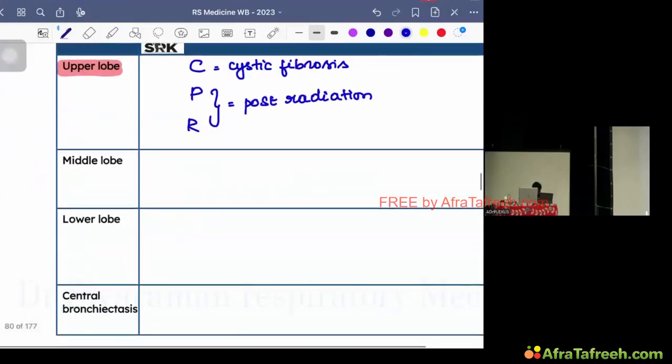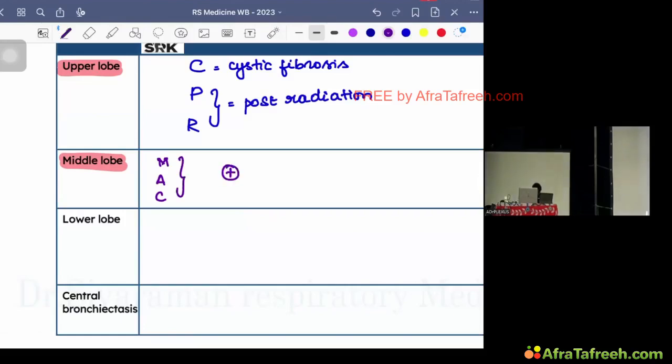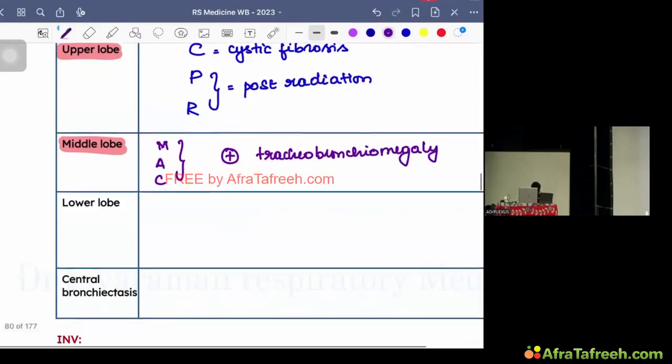Then middle lobe bronchiectasis. Middle lobe bronchiectasis is more common with MAC infection. MAC is Mycobacterium avium complex, and also with tracheobronchomegaly. Any condition which causes tracheobronchomegaly, especially conditions like Mounier-Kuhn syndrome.